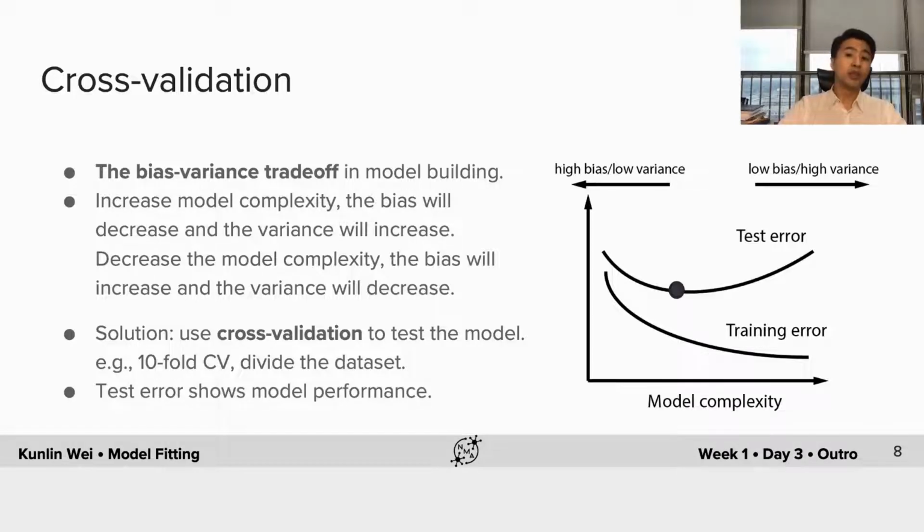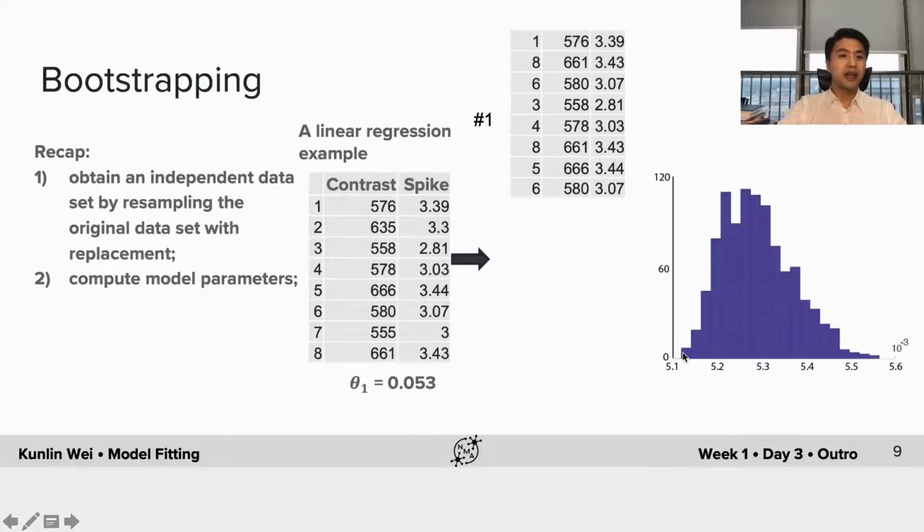The test set will give you a test error. Test error is a very good indicator of model performance because it does not monotonically decrease as a function of model complexity. Oftentimes, it can give you the best model complexity, corresponding to the minimum test error. So that's cross-validation. And the bootstrapping is another story.